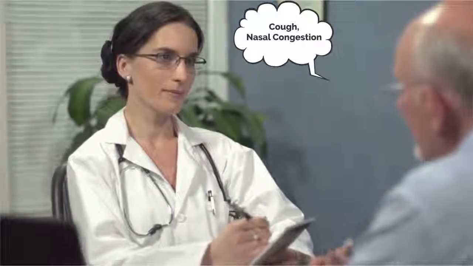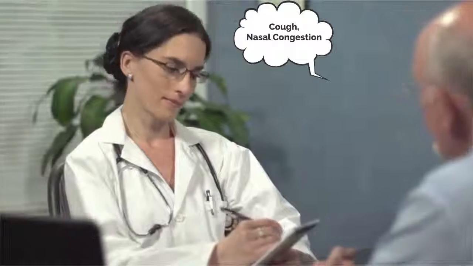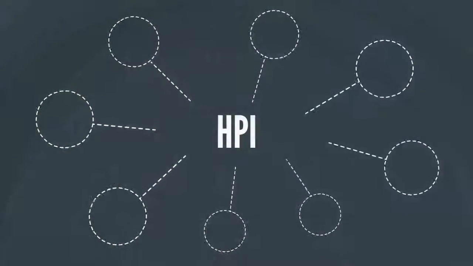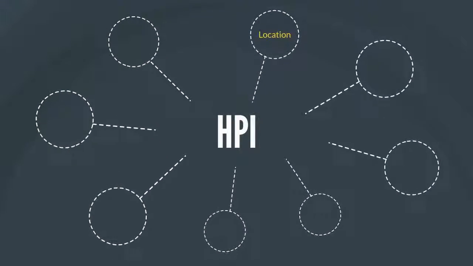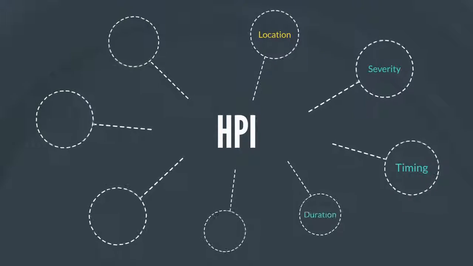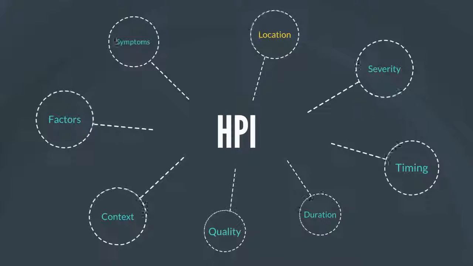HPI can be for an acute or new condition. Patients are describing their present illness in their own words. "I've had a dry cough and nasal congestion for 3 days." HPI can be described by elements such as location, severity, timing, duration, quality, context, modifying factors, and associated signs and symptoms.